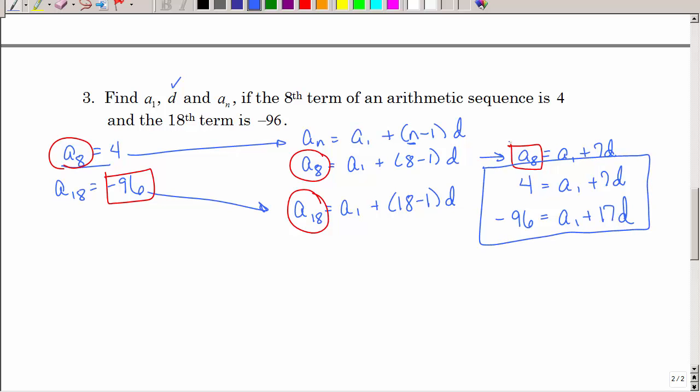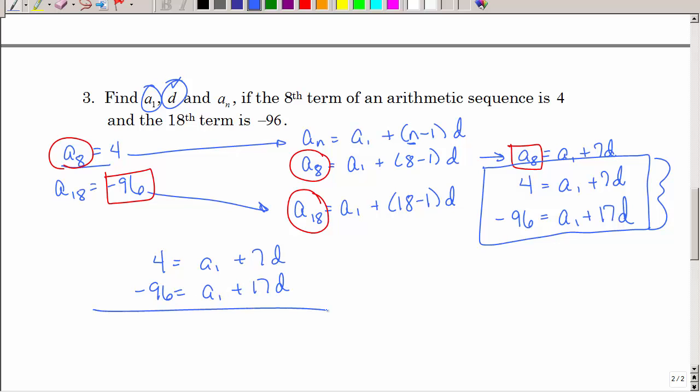That's what I've got. I've got two equations, two unknowns, and I need to solve for A1 and D so I can write my nth term formula. So I'm going to use the elimination process, meaning if I take these two equations and I line them up just like they are, I'm going to add them together, but if I just added them together, nothing's going to cancel. So I'm going to subtract this one. So it's going to change all the signs. So that's going to become positive, negative, negative.